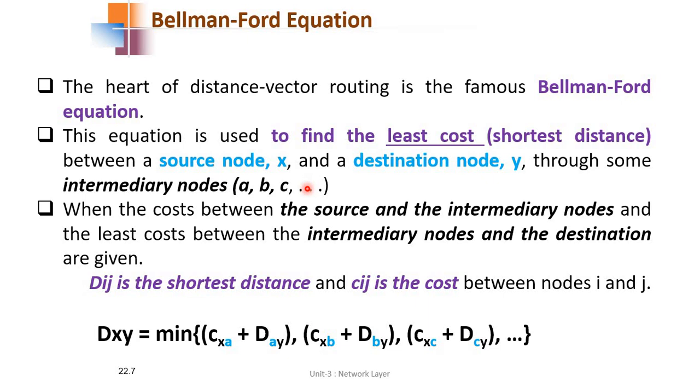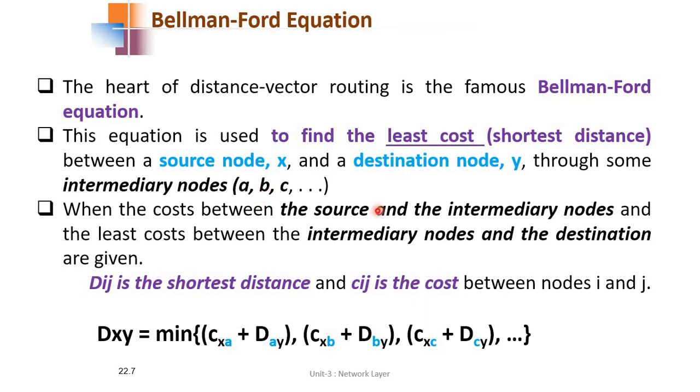We need to find the cost, that is the distance, between the two hosts. First we need to find the connection between the source and the intermediary nodes. This is nothing but one of the costs. So first I'm going to find the distance between the source and the first intermediary node. And finally I'll have node C, which is connected to my node Y. So I need to find the cost as well as the distance from the source to the intermediary and from the intermediary to the destination.